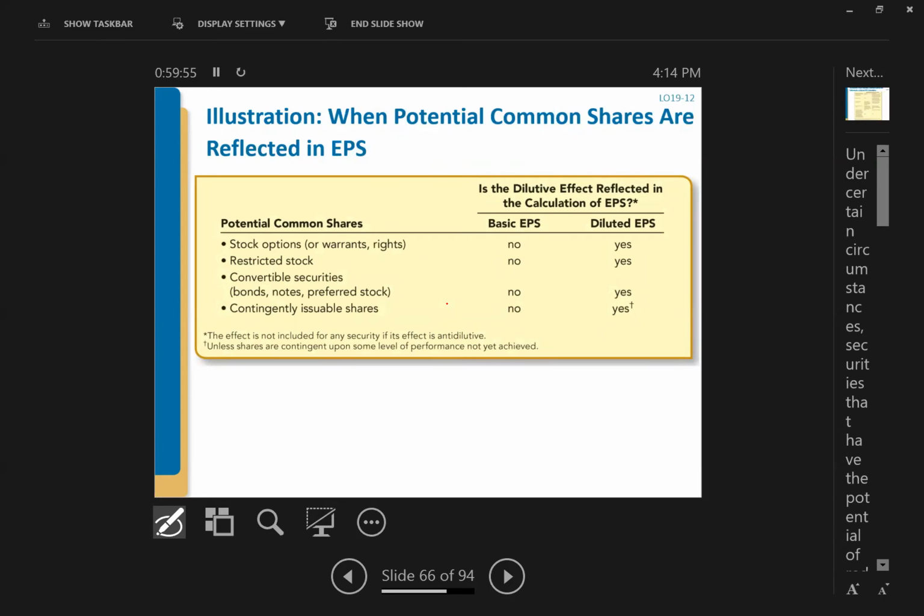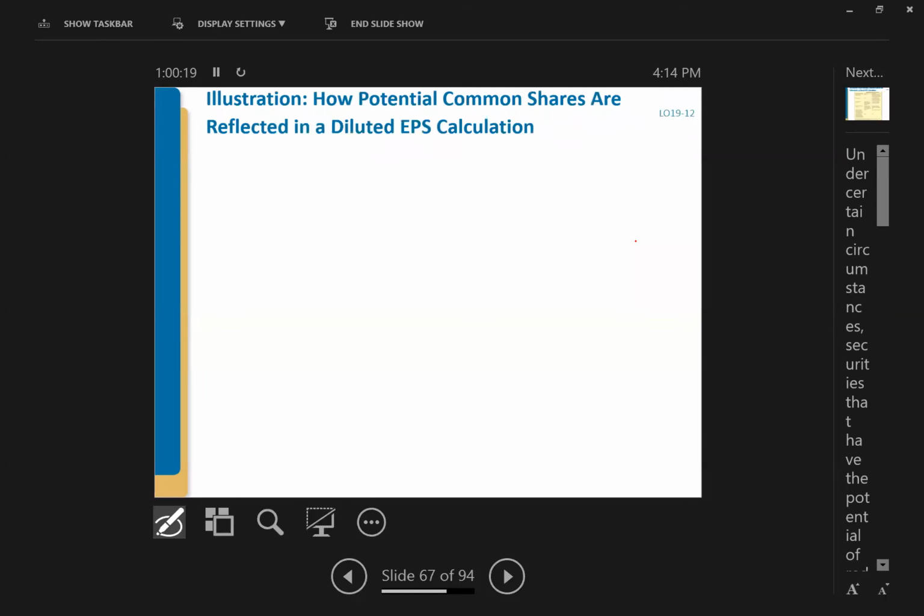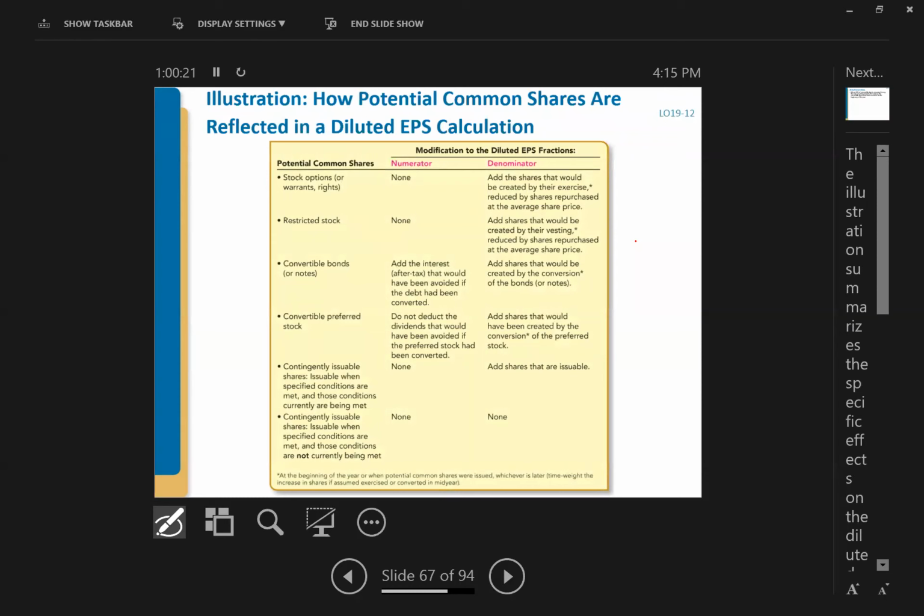So here's a summary. Is dilutive effect reflected in the calculation of earnings per share? Yes. If they're dilutive, then we have to disclose that in the calculation. That's basically everything that we've been talking about this whole chapter, so I don't know why this is such an important slide for you guys. Here, I guess, is how it's going to impact the numerator or the denominator or both.